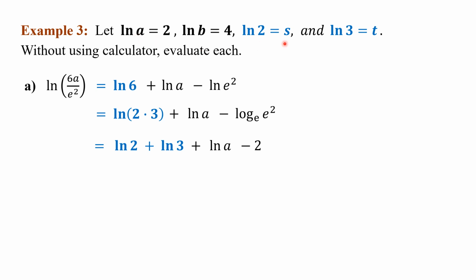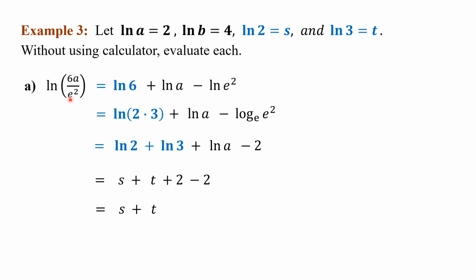So now we can rewrite this into the given expression. ln 2 is S, ln 3 is T, ln A is 2, and then minus 2. So we are writing this as S plus T plus 2 minus 2, and 2 minus 2 is 0. So the final answer is S plus T. That's the answer for this first logarithm.